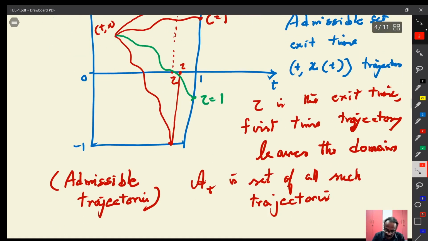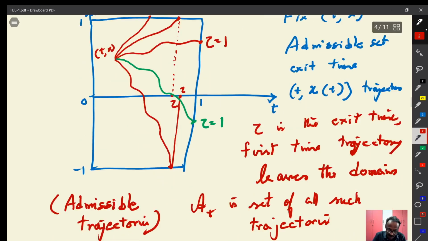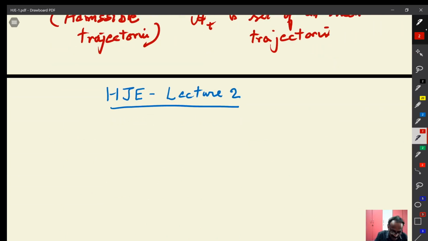And what is your admissible trajectory? The set of all trajectories starting from t, x and exiting. Definitely it will exit at the latest at time t equal to 1. So the maximum value of tau, the exit time, is 1, and it can be before that. It can exit immediately if you want. For example, it can exit like that. So tau can be anything between when it starts to that time.